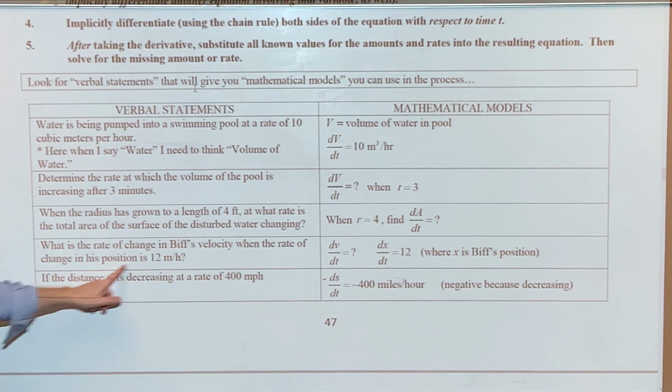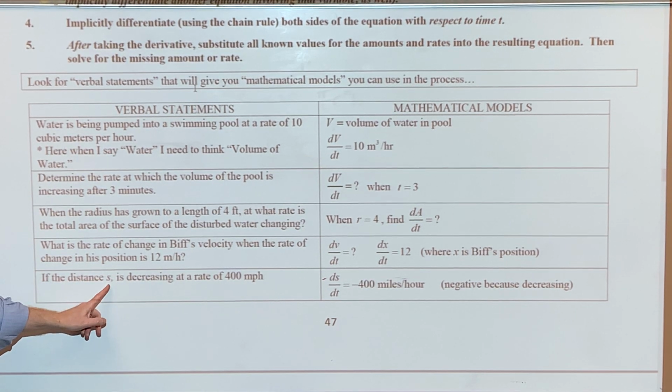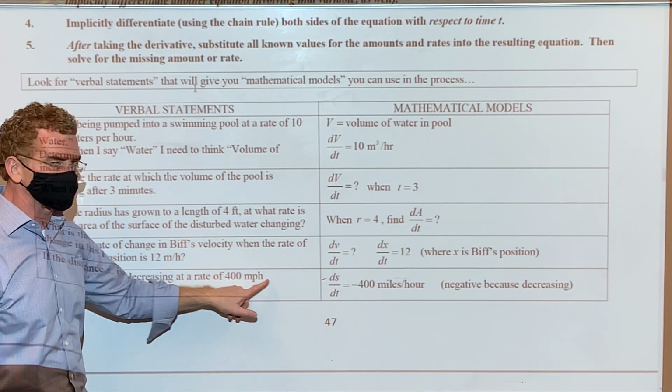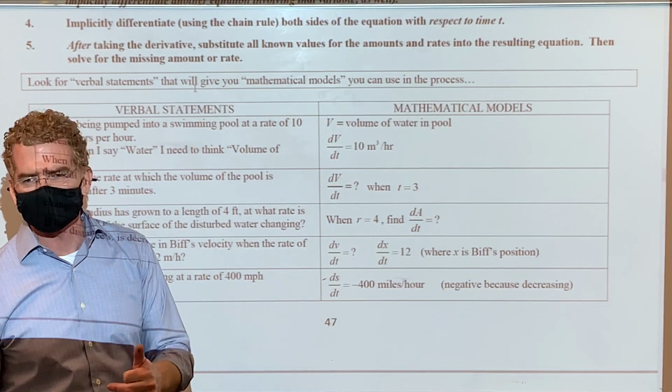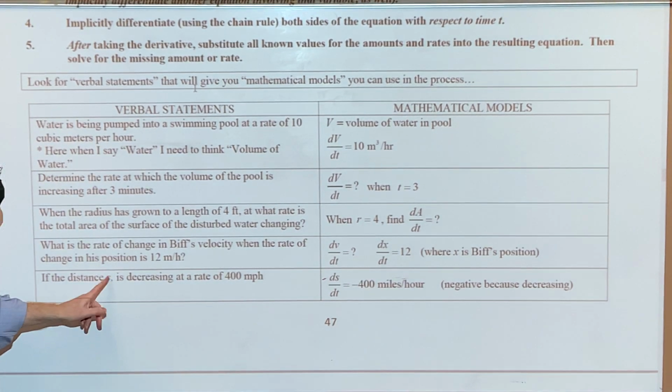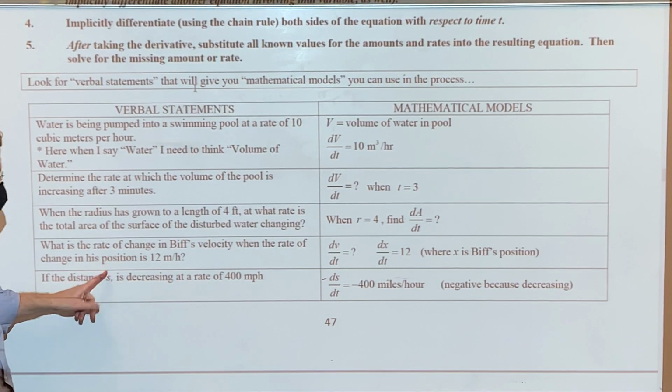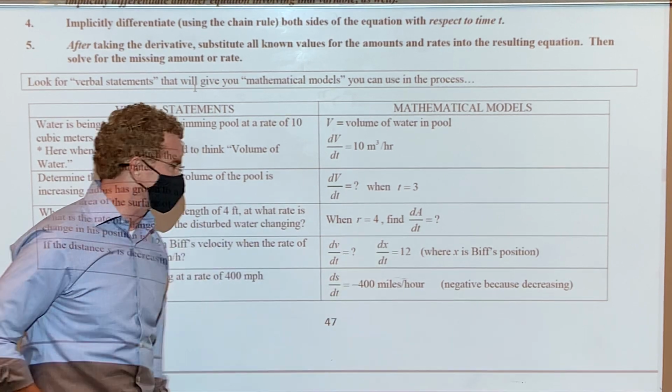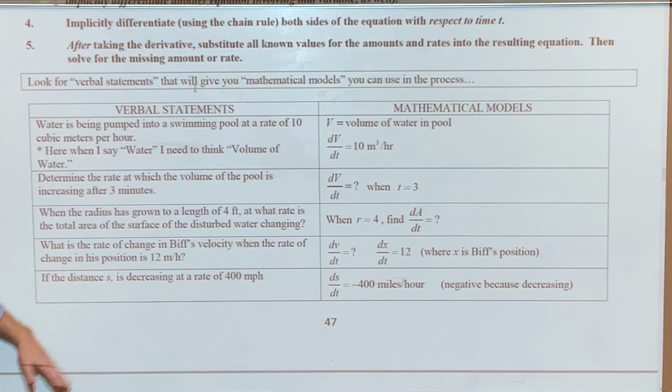And then finally, if the distance s is decreasing at a rate of 400 miles per hour, so if increasing is positive, then decreasing must be negative. So I would say, if distance is s, ds/dt, that's the rate, equals negative 400 miles per hour. Those are just examples of phrases that you might see in a word problem. But as we jump into these, try to employ these practices and see what we can do. And a picture is often helpful.